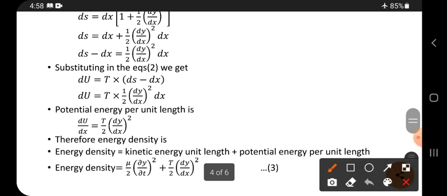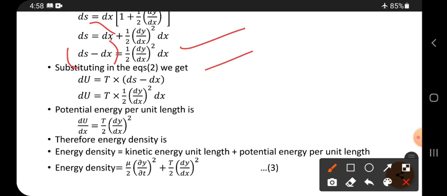Okay, now bring dx outside. It is now positive. Bring this side negative. So I get the change in length, ds minus dx, is equal to 1 by 2 (dy by dx) whole square into dx.